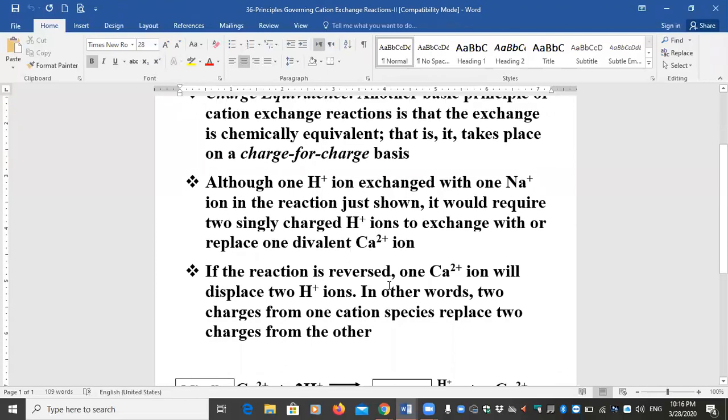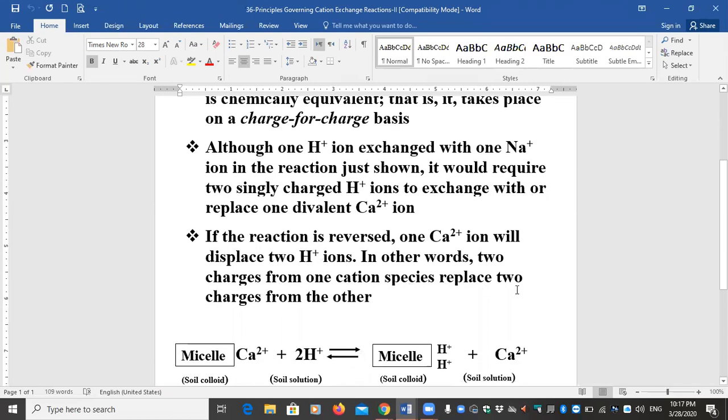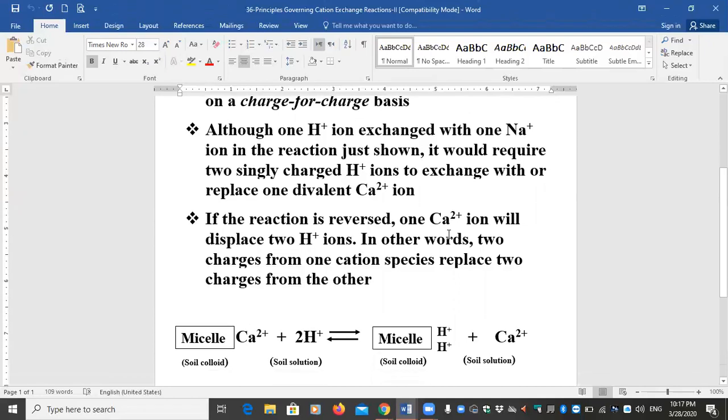If the reaction is reversed, one calcium ion will replace two hydrogen ions. So if you have two hydrogen ions adsorbed on the surface of the colloid, one calcium, because it carries two charges, will replace these two hydrogen. In other words, two charges from one cation species replace two charges from the other, regardless of what it is. So if it's divalent, it's providing two charges, so it will replace two monovalent. Two monovalents are needed to replace one cation which carries two positive charges.